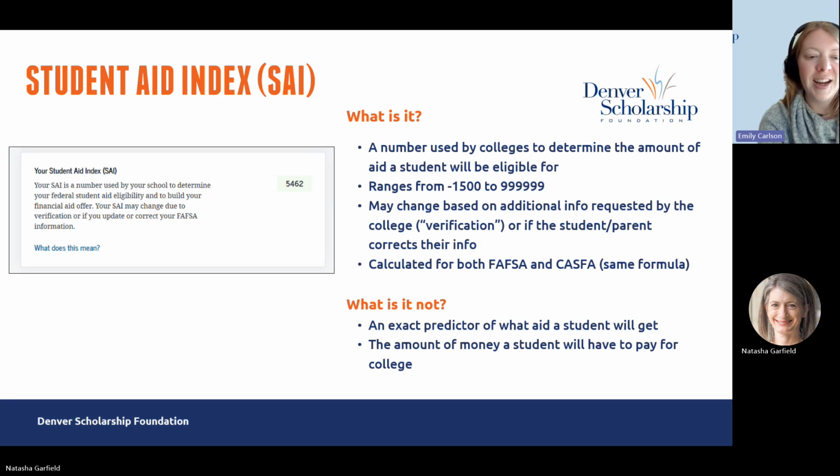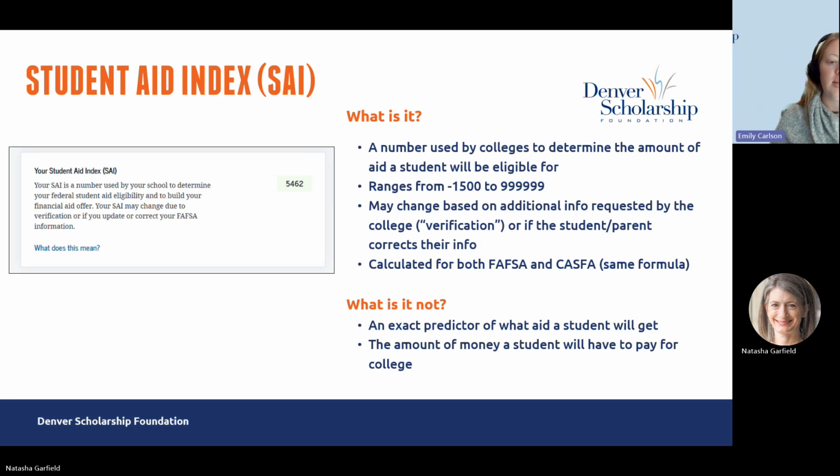So technically, it is a number that is used by colleges to determine the amount of aid a student will be eligible for. It ranges from negative 1,000 or 1,500 to essentially infinity. And again, it is kind of a benchmark that colleges use. It's not something that is completely static, and if you have a certain SAI, it doesn't mean you get this much money. It just gives colleges an idea of what they're working with for the student.